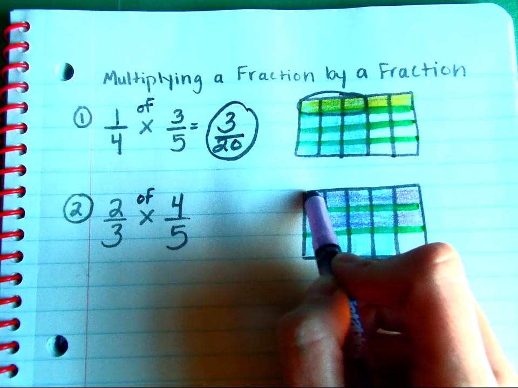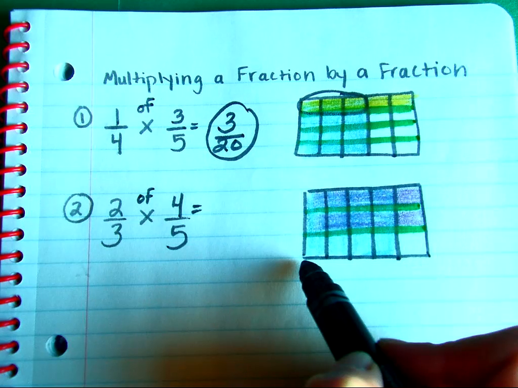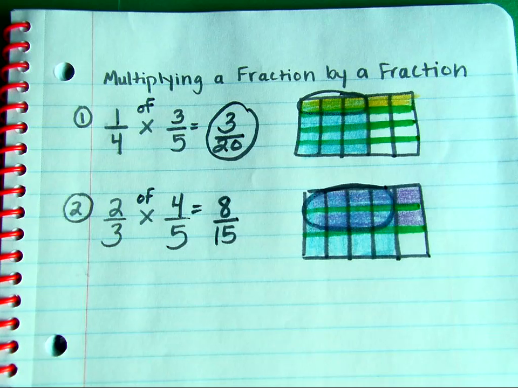Now I'd look to see how many total pieces I have in my model. I have a 1, 2, 3, 4, a 5 by a 3. 5 by 3 is 15. I'm going to circle the overlap shaded pieces and count them. 1, 2, 3, 4, 5, 6, 7, 8. So 2/3 times 4/5 is 8/15. Let's try one more problem.